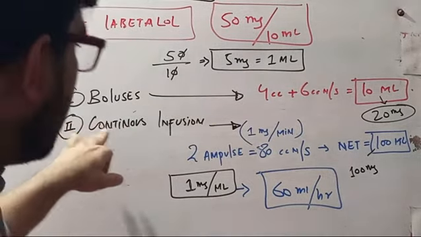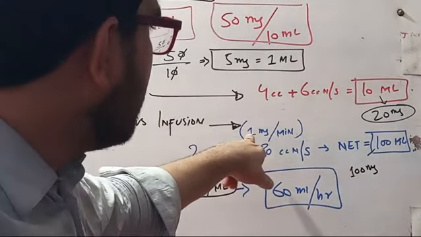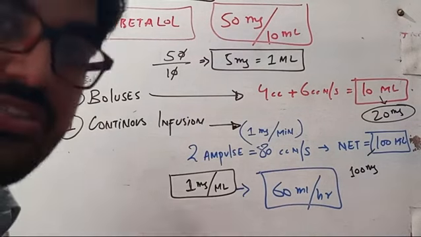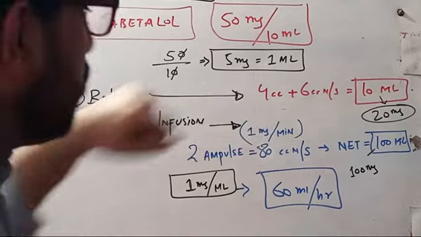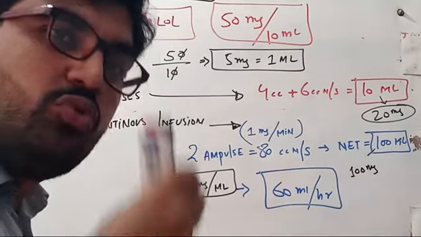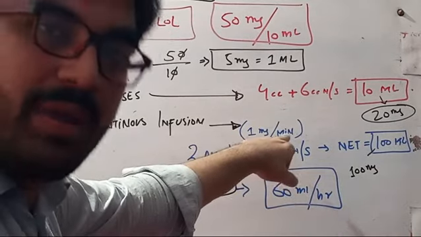Continuous infusion. So what happens? The dose is 1 milligram per minute. This is not per kg. We can increase to 2 milligram per minute. The actual dose is 0.5 milligram to 2 milligram per minute, but we usually give 1 milligram per minute in our emergency department.